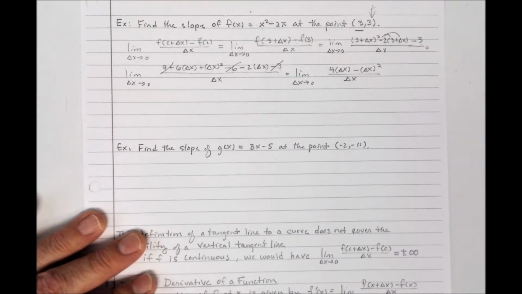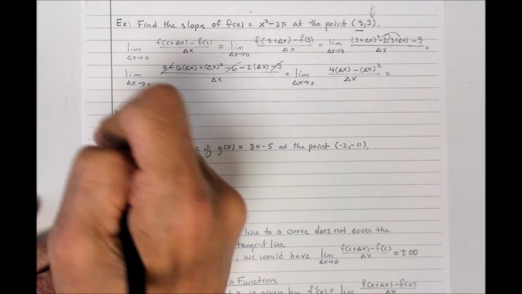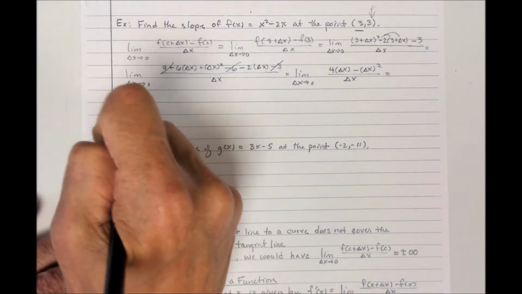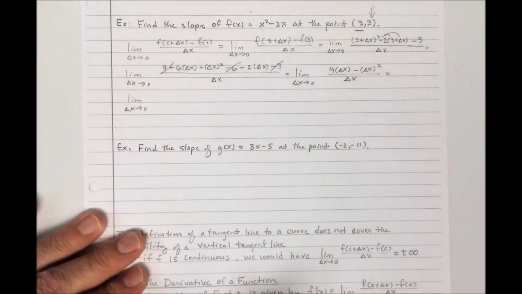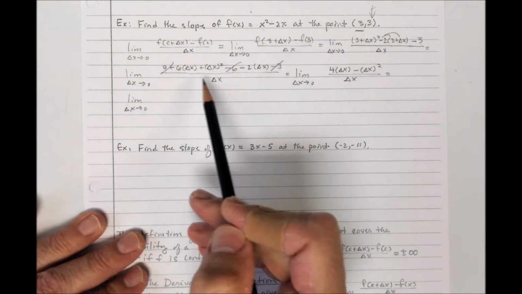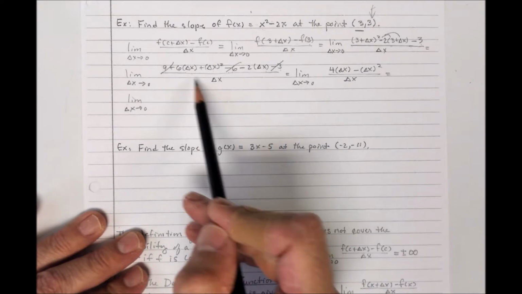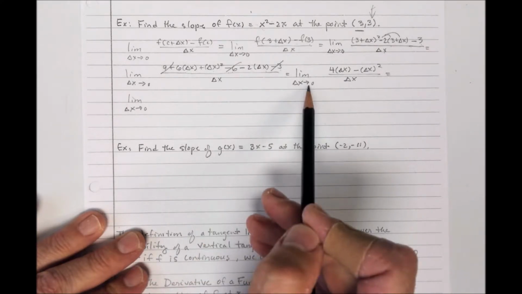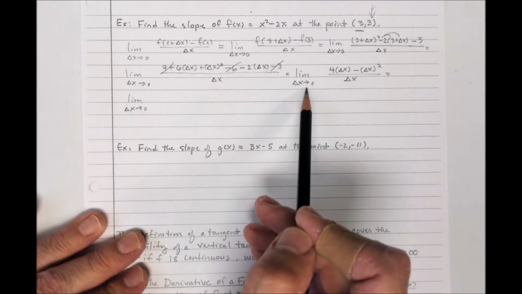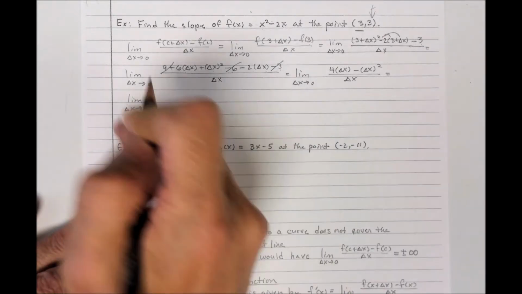I can factor delta x out of the numerator. I get the limit as delta x goes to 0. Now notice here, every time I'm doing this limit step, I write down what I'm taking the limit of. I don't just start simplifying the algebra and skip writing this down. This is part of it until I actually evaluate the limit. So I'm going to factor out a delta x.